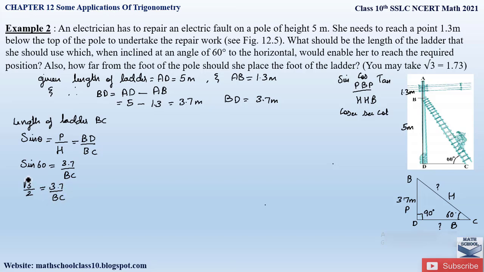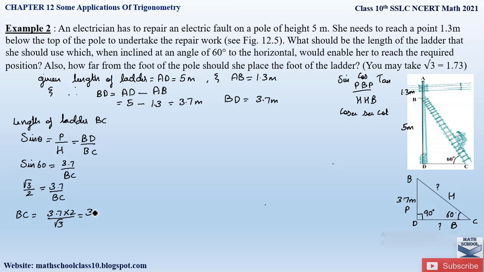Okay, now let us cross multiply and find out the value of BC. So BC can be written as 3.7 into 2 divided by root 3. Here, what is the value of root 3? In the question they have given us the value of root 3 as 1.73. If they have given the value of root 3, then you can use this value, otherwise you can keep the answer as it is. So we will substitute the value of root 3 here.